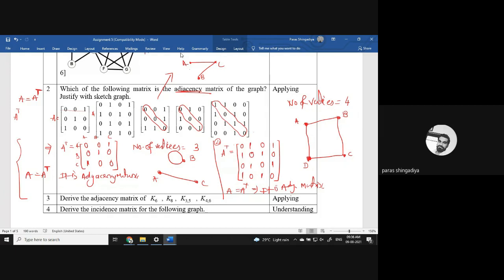And what is the graph of the fourth one? Again three vertices will be there, like A, B, and C. A to B is connected, clear. A to B is 1, B to A is the same, and A to C is connected. Sorry, C to C is 1, means there is a loop at C.